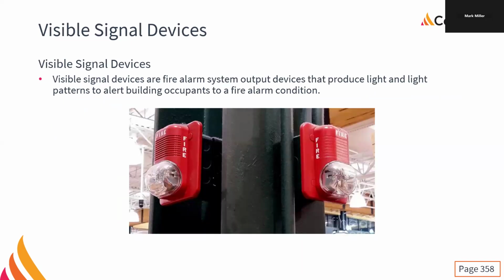Visual signal devices. Our visuals, of course, produce light and light patterns. Right? That's all they do. We can get combinations. On the left, that is a combination horn strobe. On the right, it is a strobe only. Right? We can tell because there's no vents to let the noise out on this one here. But they've made them look pretty much the same, so aesthetically, it's pretty good.